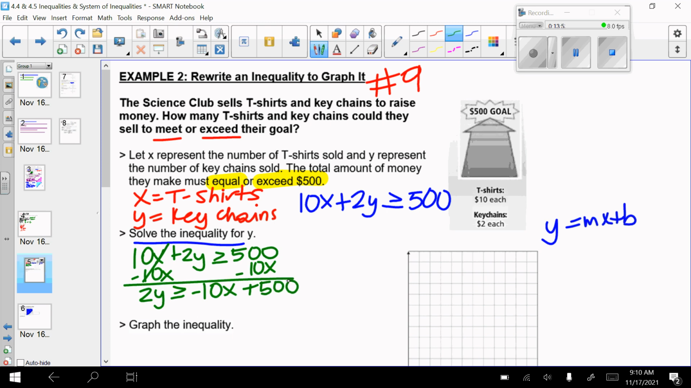And then what's my last step to get the y by itself? Perfect. Divide by 2. So y is greater than or equal to negative 5x plus 250. Now I can graph that.